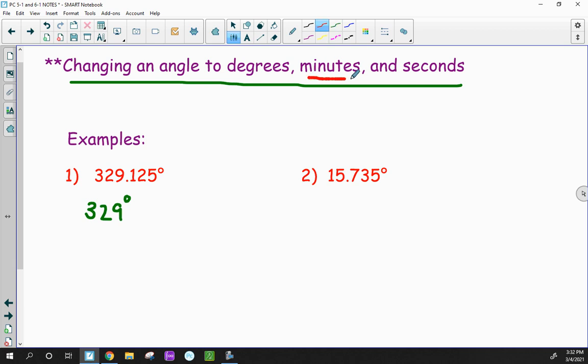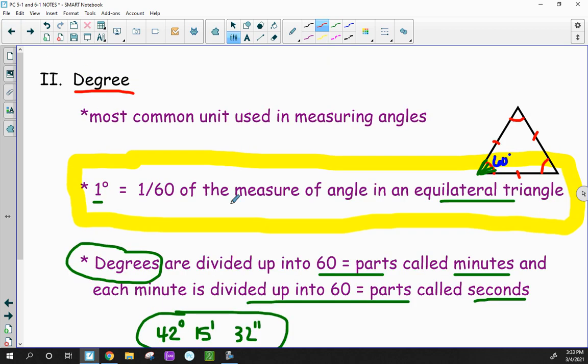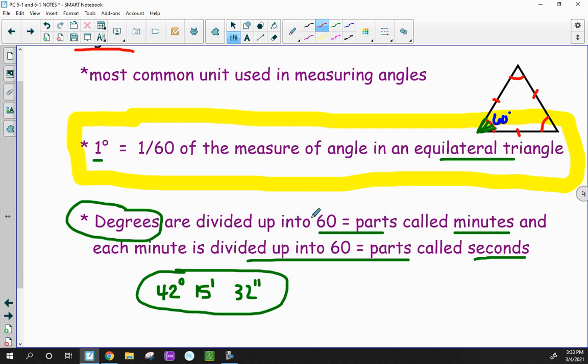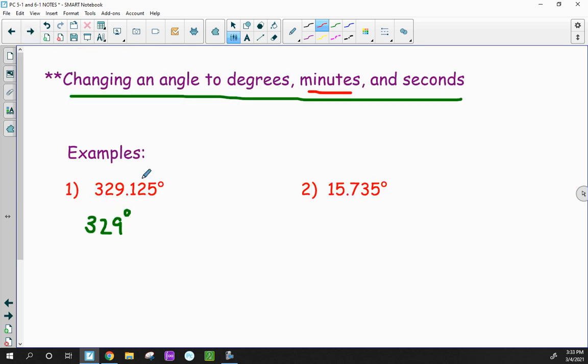Next, we're focused on how to get the minutes. Recall from the last slide that degrees are divided up into 60 equal parts called minutes. So now take the decimal part of this problem, 0.125, and multiply that by how many minutes are in a degree. We just learned there are 60. So you'll bring the whole number down, add the decimal part, and multiply that by 60. On your calculator, we're doing that now.